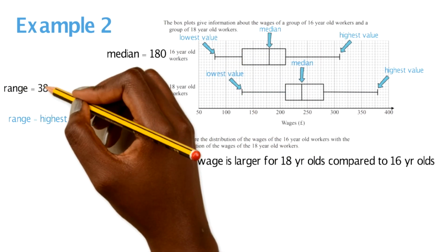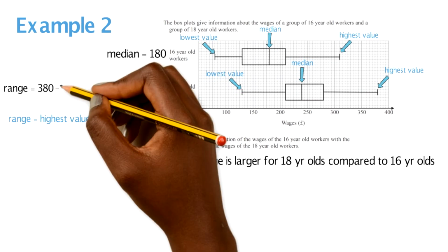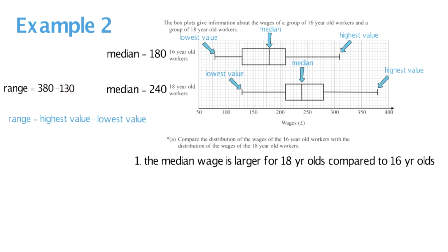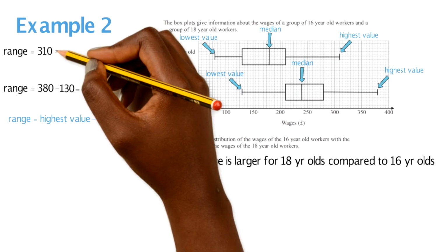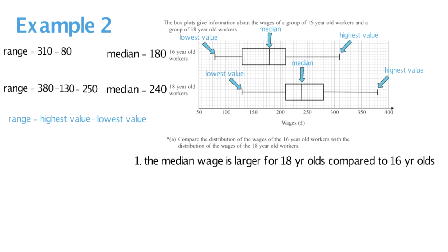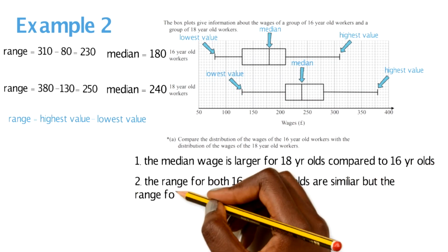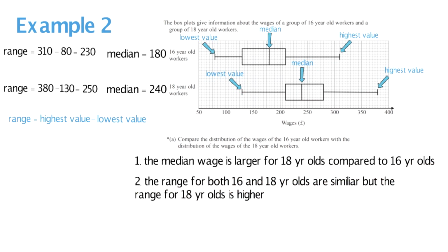So if we work out the range for the 18-year-olds, it would be 380 minus 130, which would be 250. And then for the 16-year-olds, it would be 310 minus 80, which would be 230. And so we can say that the range for both 16 and 18-year-olds are similar, however, the 18-year-olds is larger.